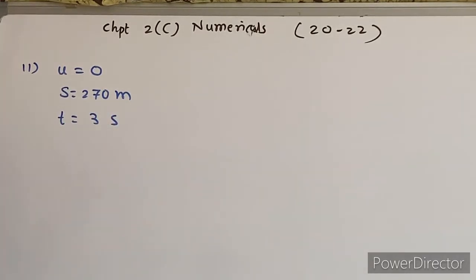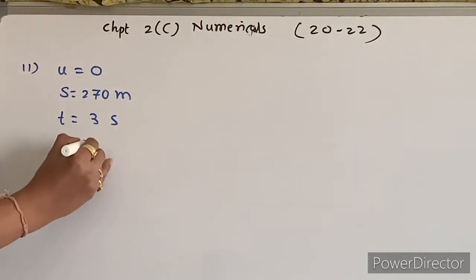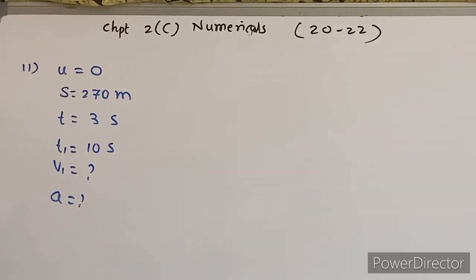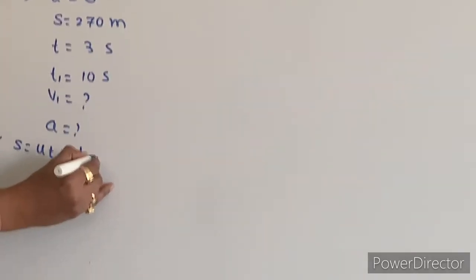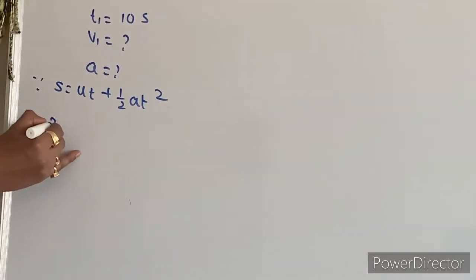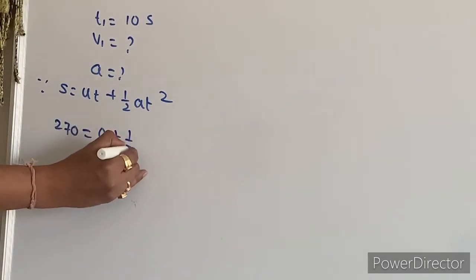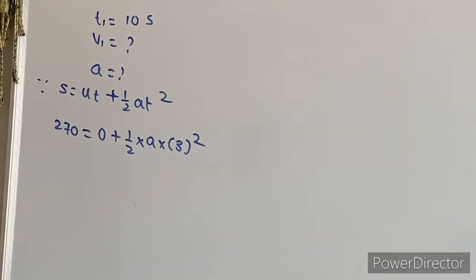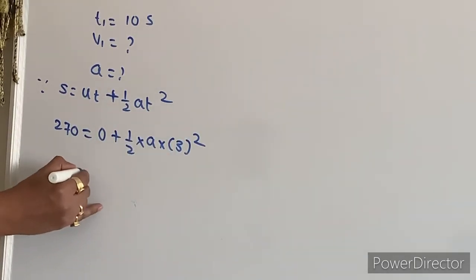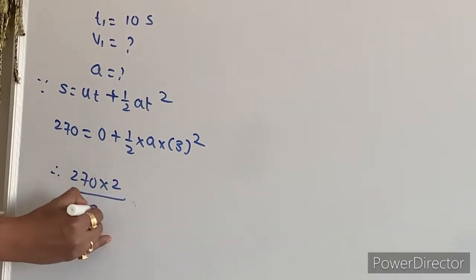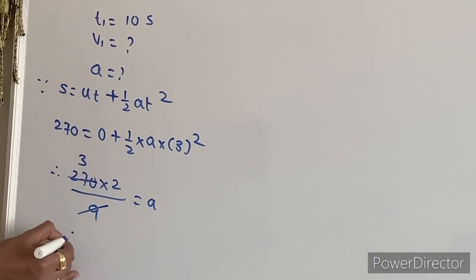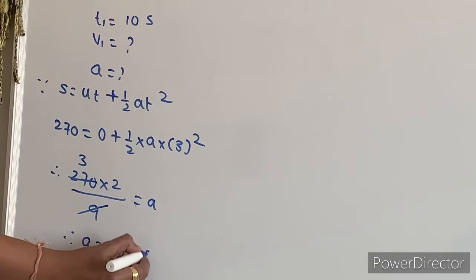Find the velocity of the car after 10 seconds, that is, t1 is 10 seconds and velocity V1 is to be found. First, we need to find the acceleration. So, I can use s is equal to ut plus half at square. So 270 is equal to 0 plus half, a is unknown, times 3 the whole square. This comes out to be 270 into 2 upon 9 is equal to a. 9 ones are 9, 3 sixes are... this a comes out to be 60 meter per second square.